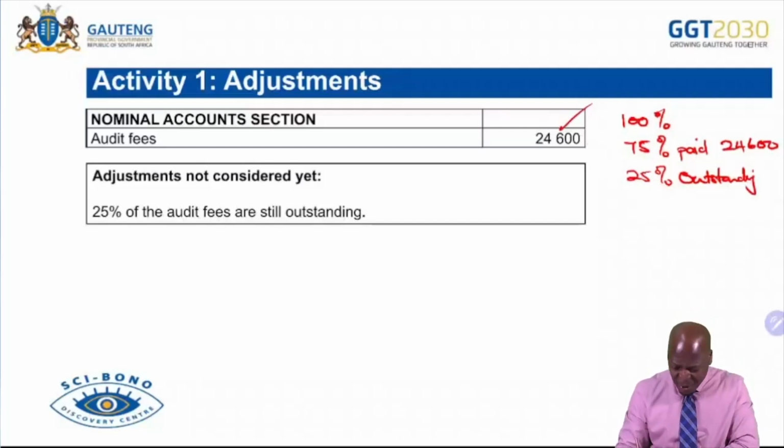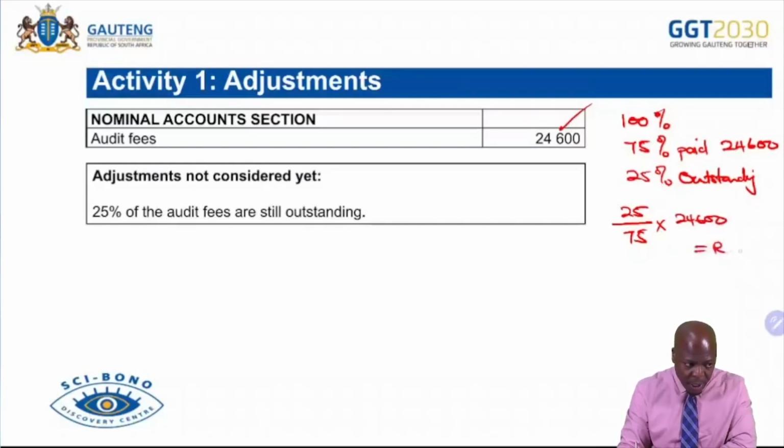We always add it. So let's get that one. If we are to get that one, we are going to get 25, and what we have is 75, and what we have is 24.6. Therefore, what we were looking for is going to be how much? It becomes your 8,200. Then you get 8,200.